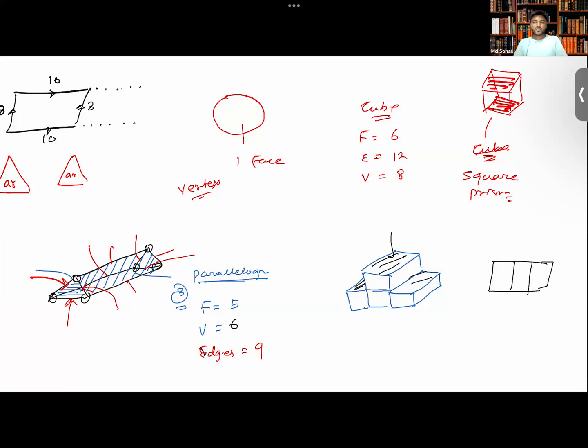Cuboid is different, though. In a cuboid, the measurements of edges are different. But in a cube, the measurements of edges are the same. Right? It's like you have 6 pieces of square-sized cardboard, and you paste them, then you get a cube. So here you have a square prism, right? The four lateral sides are also going to be equal.